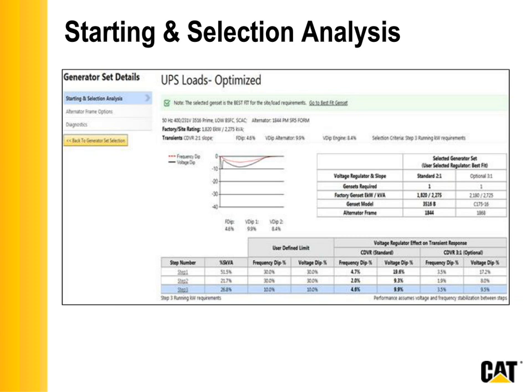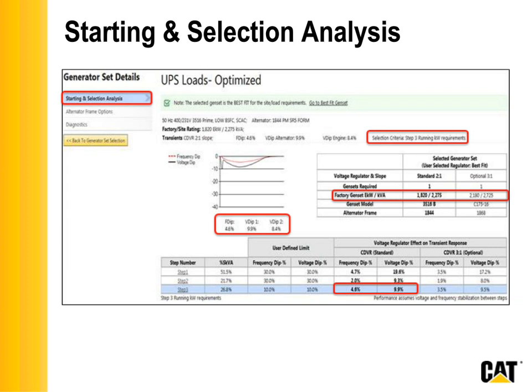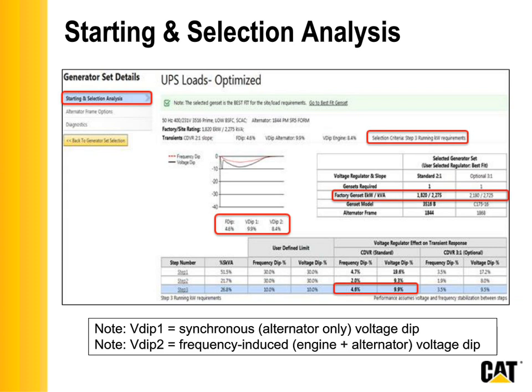Before I move on here, I want to talk about voltage dip 1 and voltage dip 2. We talked about transient response, what it's made up of: frequency dip, voltage dip. Frequency dip is important, because if your frequency dip is too high, we talked about this in 101, you can stall your engine, you can stall your genset. So it's important not to undersize your frequency dip, okay?